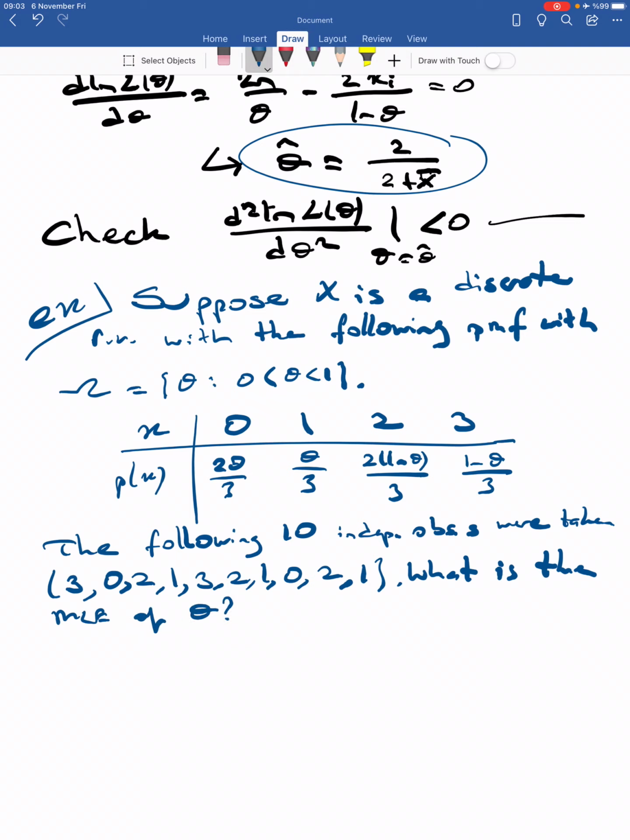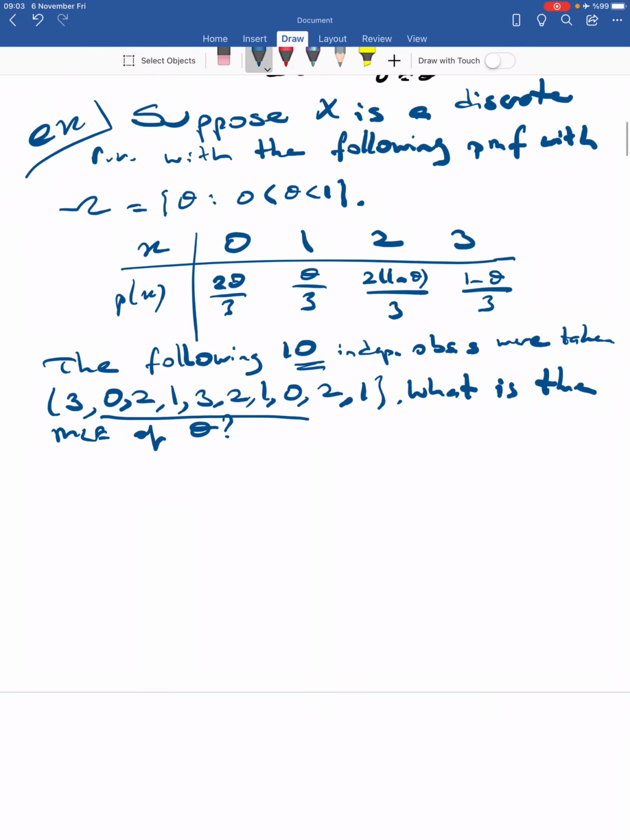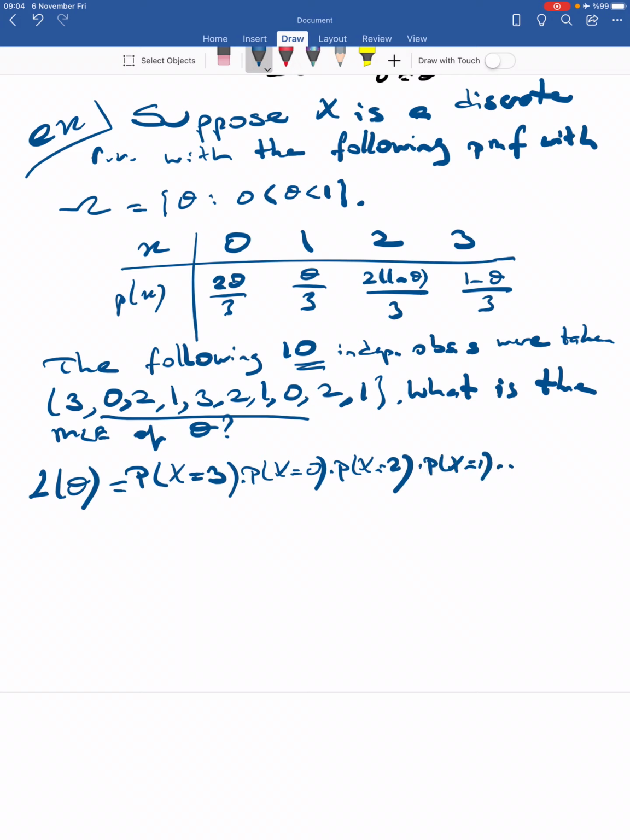Okay, so we have all the information. We know the sample size, it's 10. So let's find the likelihood function, and we know all the given values of the sample points. So let's write the likelihood function. This should be our first step. Okay, so what is the first observed value? Probability that x equals 3. So this is the multiplication of marginal probabilities, and also probability that x equals 0, probability that x equals 2, probability that x equals 1. So it goes on like that. The last one, x equals 1.